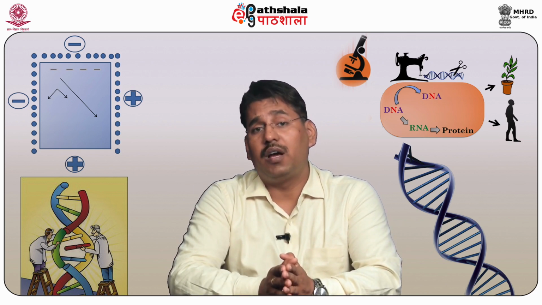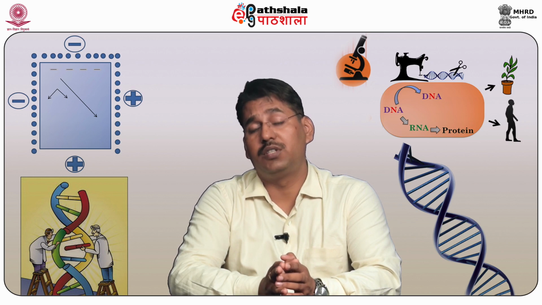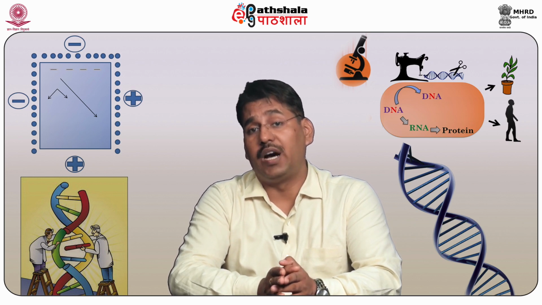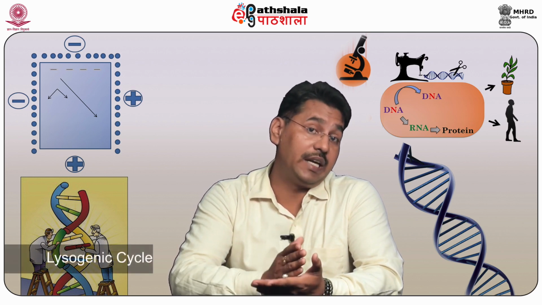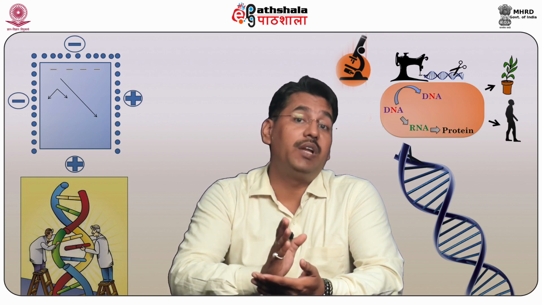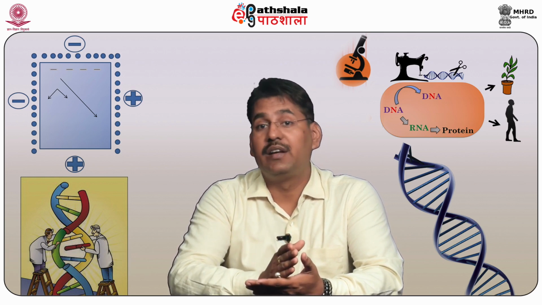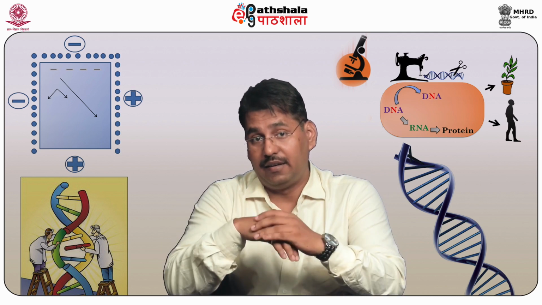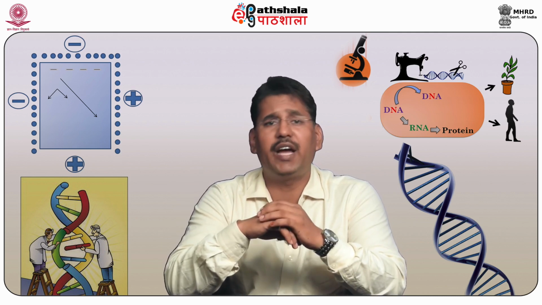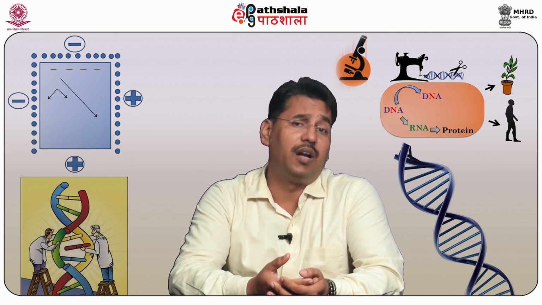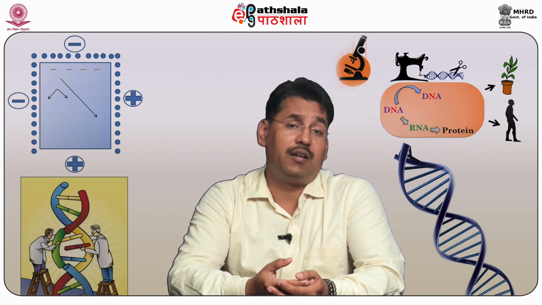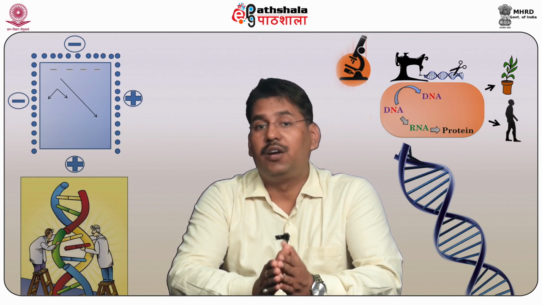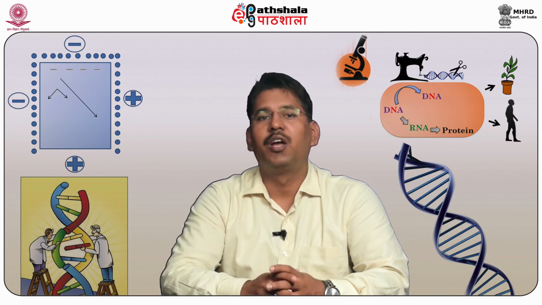The P1 has two ORIs, origins of replication. One ORI is responsible for the lysogenic cycle, whereas ORI L replicates it during the lytic cycle. It can carry foreign DNA up to 100 kilobase pair, and it is able to replicate in the host cytoplasm.